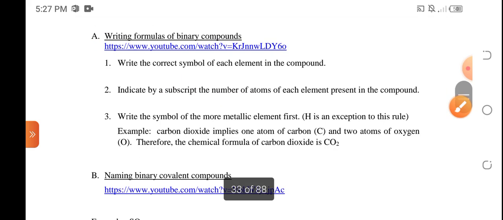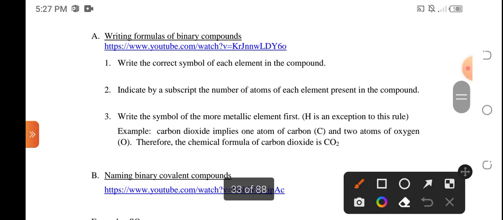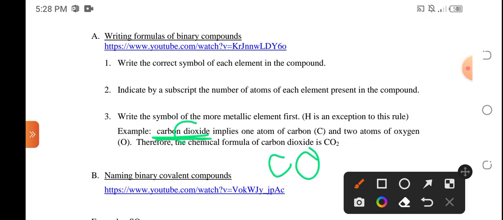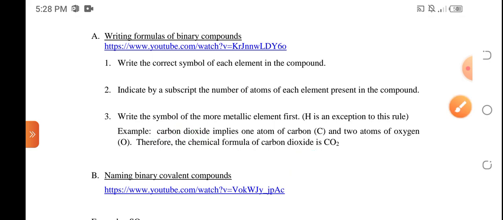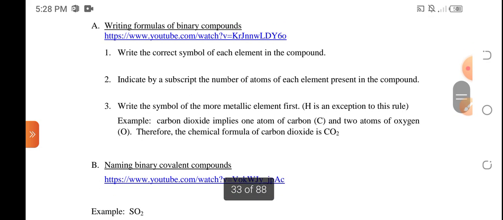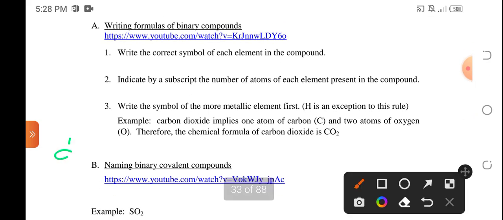So say for example, we have carbon dioxide. So carbon muna and then oxide. The di represents, alam natin, di represents 2. So therefore, ganyan. Okay, so CO2. Okay? Pag sinabi naman natin dinitrogen, say pentoxide.